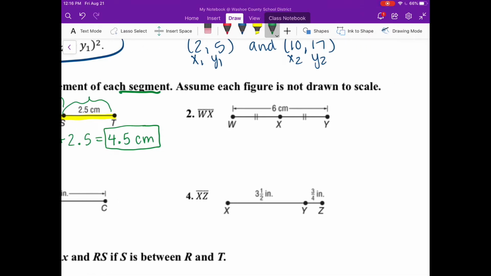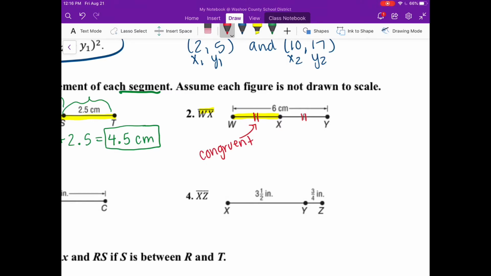All right, for number 2, I want to know the value of WX. So WX is just this first piece right there. This picture has some important information that we need to talk about, like what this means. These 2 marks here, that's how we label in geometry that these 2 pieces are congruent.